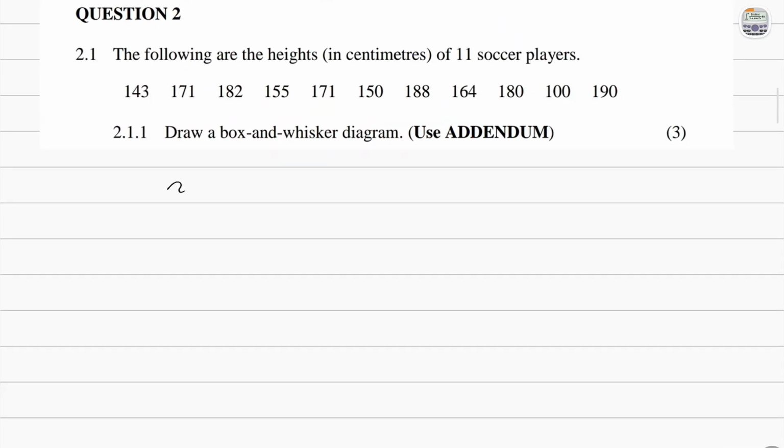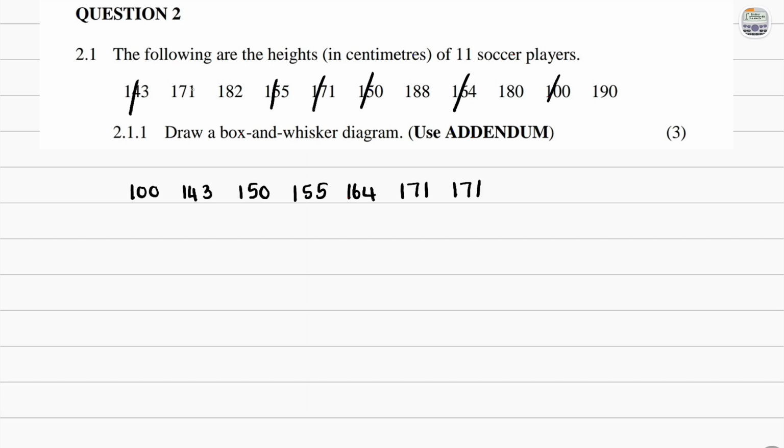The smallest number here looks like that is 100, and then we're done with that. And then 143, done with that. Then followed by 150, and then 155. And then we are in the 160s now, so 164, and that is the only one in that range. And then we have 171, and there are 2 sets of this, 171 and 171. Those are done. And then followed by 180, and then 182, and 188, and then lastly 190, and that is it.